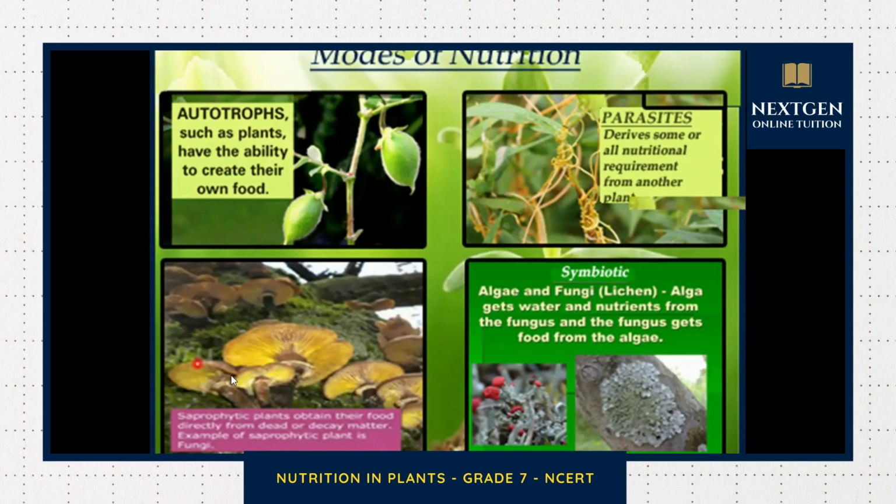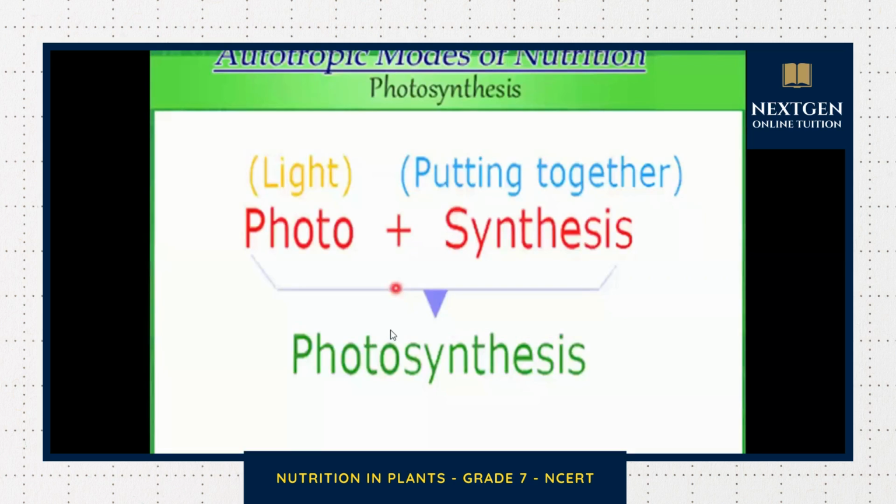Then comes saprophytes. They can obtain their food directly from dead and decayed matter in their surroundings. Then comes symbiotic. In these, both organisms live together and share both shelter and nutrients, and both get benefited. Now we are coming to the autotrophic mode of nutrition. That is photosynthesis. Photo means light.